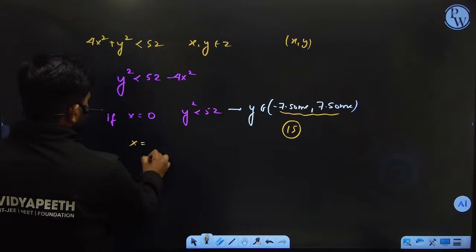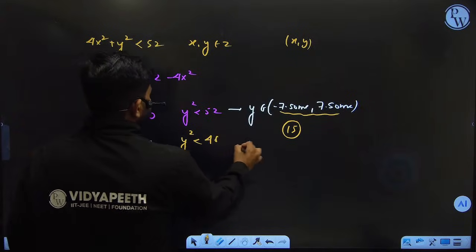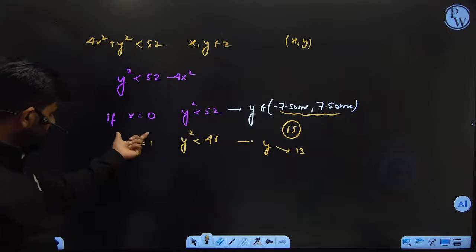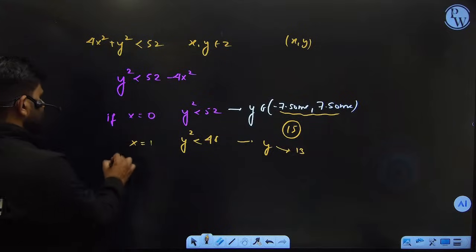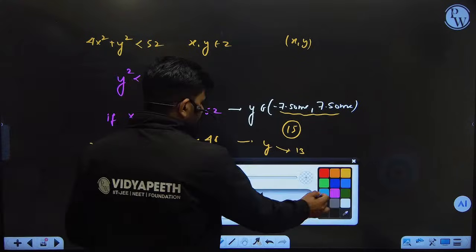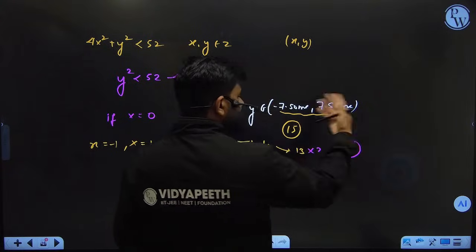Similarly, if you put x equals to 1, y square will be lesser than 48. So there will be 13 values. But along with x equals to 1, we can also take x equals to minus 1. So if the answer is 13, I will multiply this by 2. So you will get a total of 26 points.